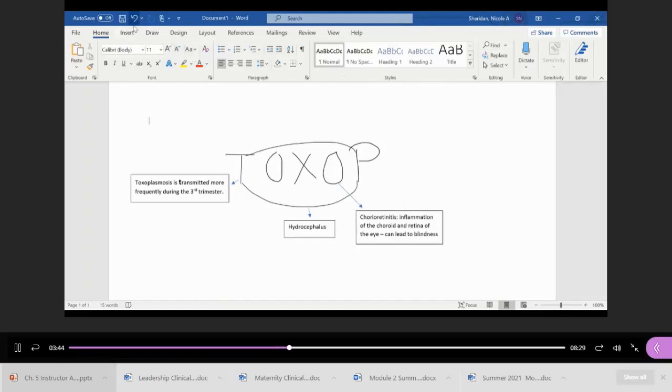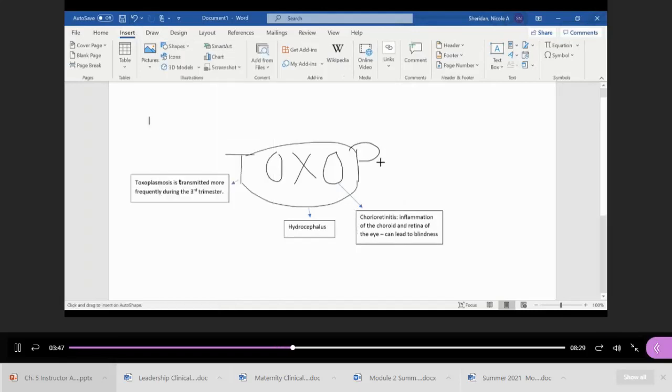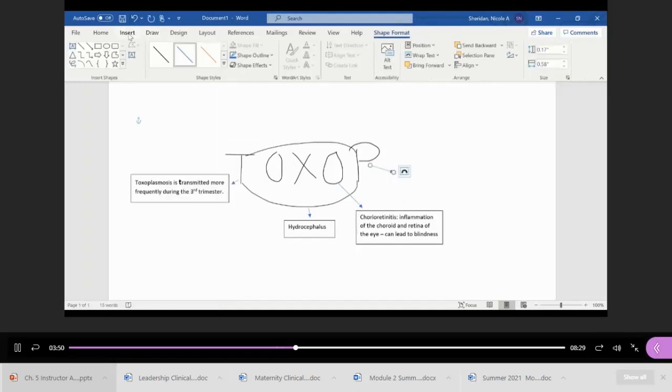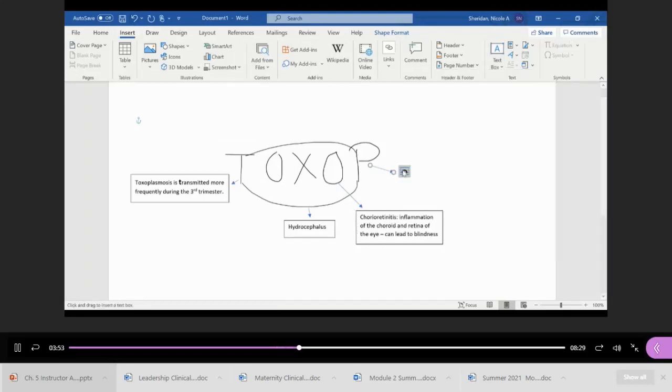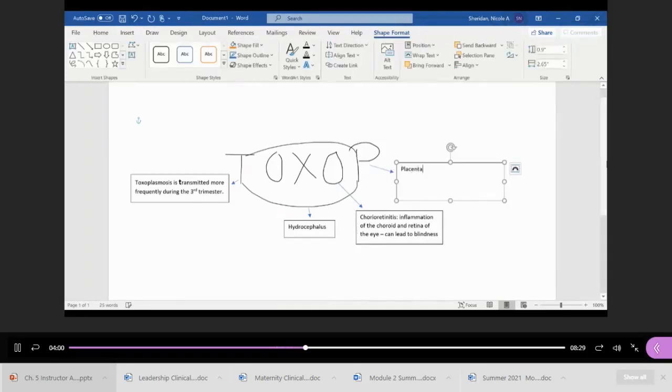We've got our little P over here. That's going to be our next step. Our P stands for placental transmission. So this is how the fetus contracts the toxoplasmosis. It's through the placenta. So it's placental transmission to the fetus. Now, keep in mind the symptoms of toxoplasmosis may present later on in the baby's life.